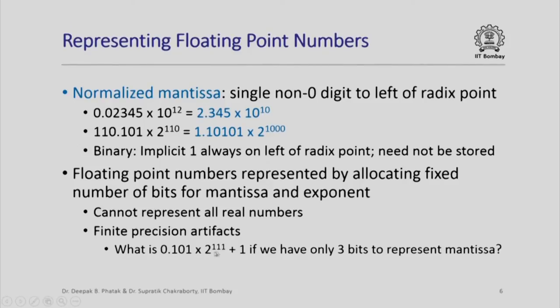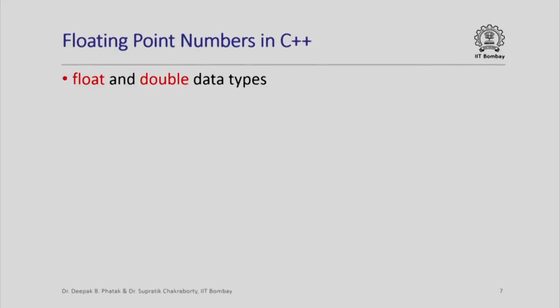We will represent the closest number that we can using the number of bits available to represent the mantissa and exponent. Now in C++, how do we declare floating point variables? There are two data types called float and double.